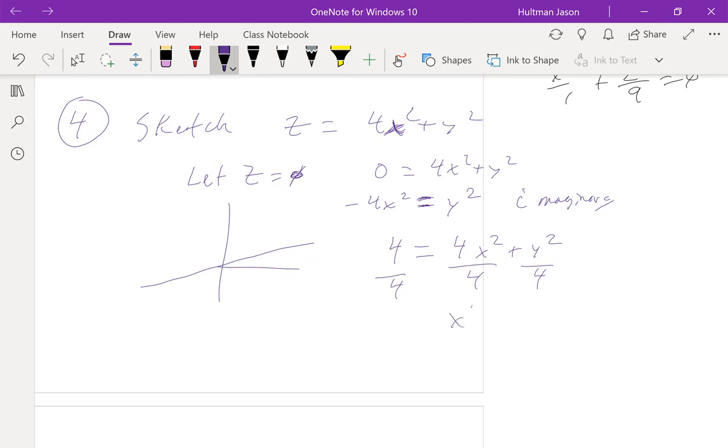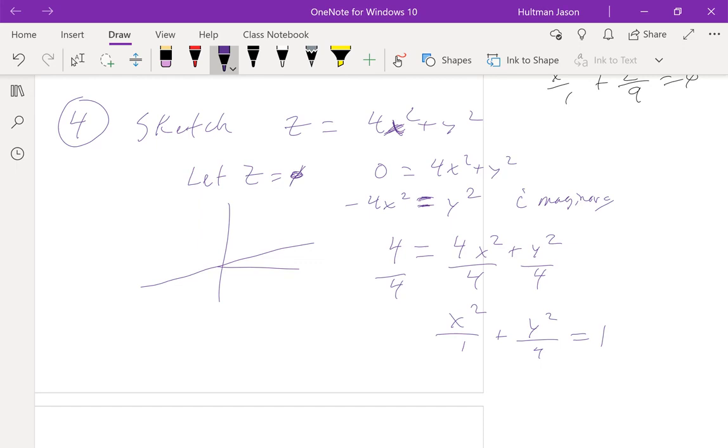Don't I end up with an ellipse? Does that make sense? Oh, that becomes an ellipse. So if I let z be 4, then I can just turn this thing into an ellipse.